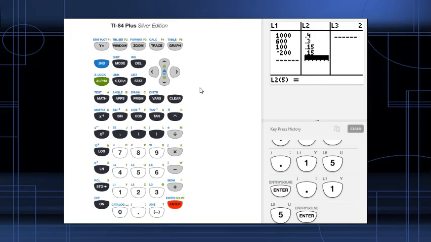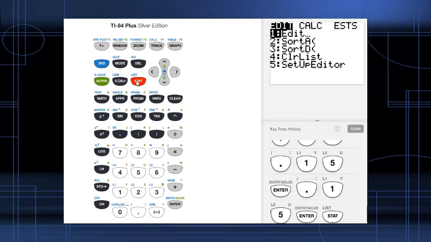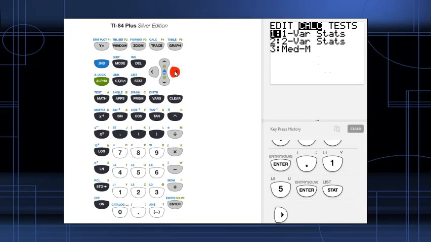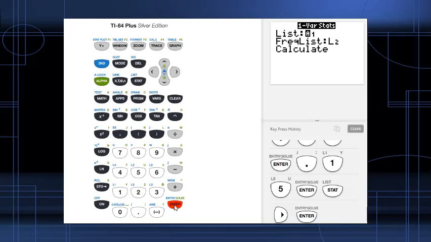All right, so we got our data entered. I'm going back over here to stat. I'm going to calc. I'm going to go in here with my one variable statistics. I still got my list 1 in my list mode and frequency list. I've got the L2. I'm going to hit enter, enter, calculate. And let's see what we got here.